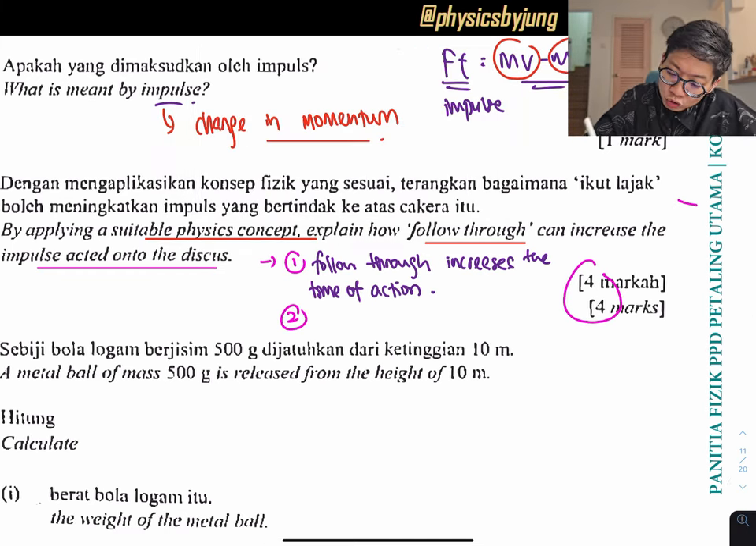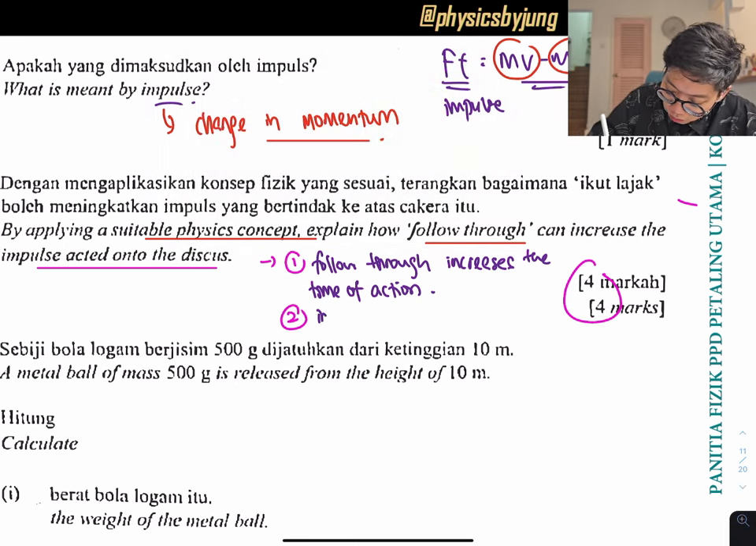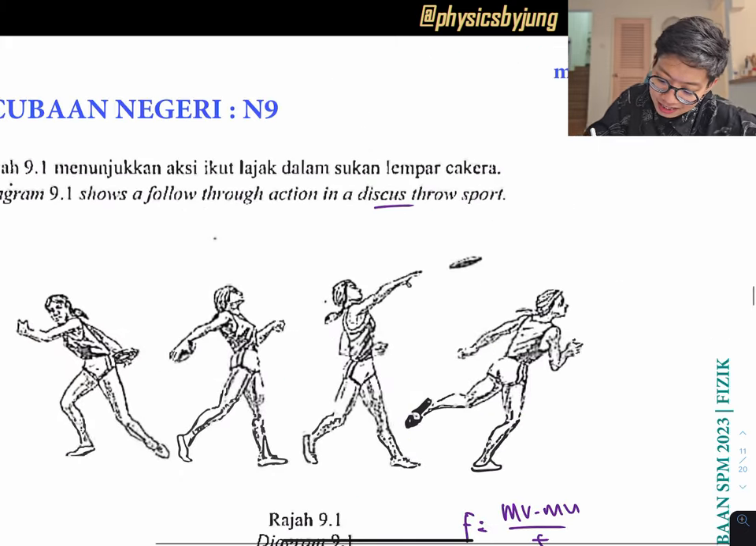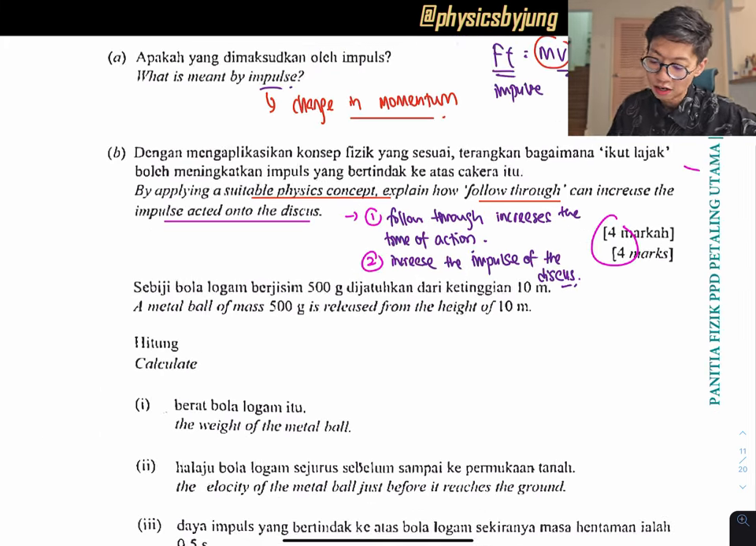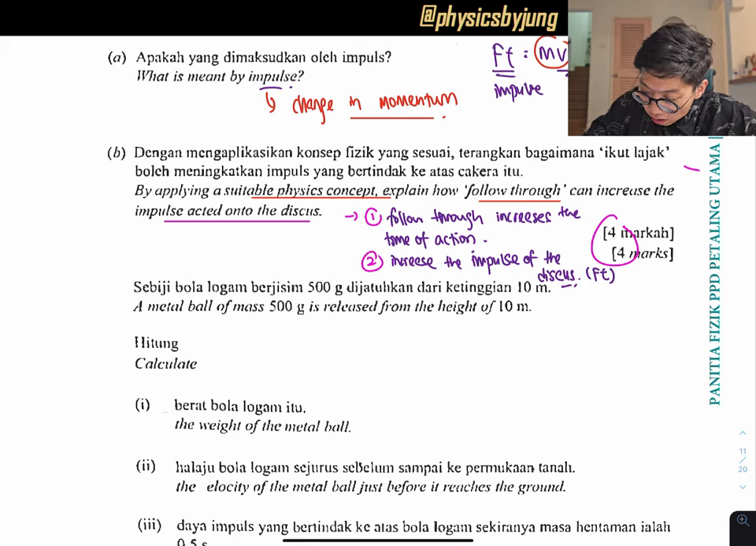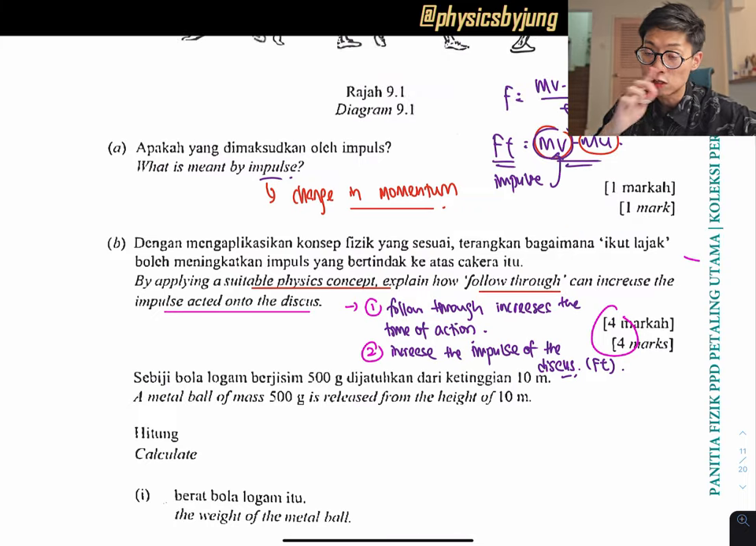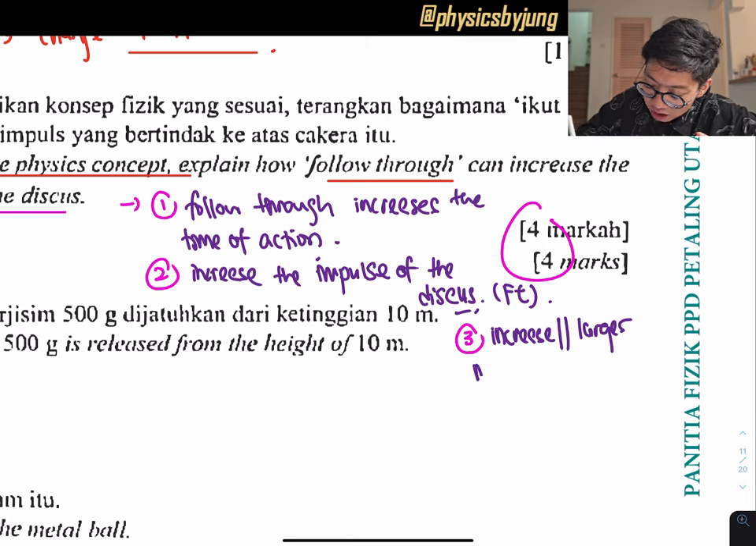So once we go to point number two, once you increase the time of action, what's so big deal about it? You will increase the impulse of the disc, because this is a discus throw sport, so it's called the discus. Increase the impulse of the discus. So impulse is what? You can even bracket and say this is your Ft. So once your impulse of your discus increases, what is related to this? This is your momentum. Then we can say that this will result in an increase, or a larger momentum of the discus.